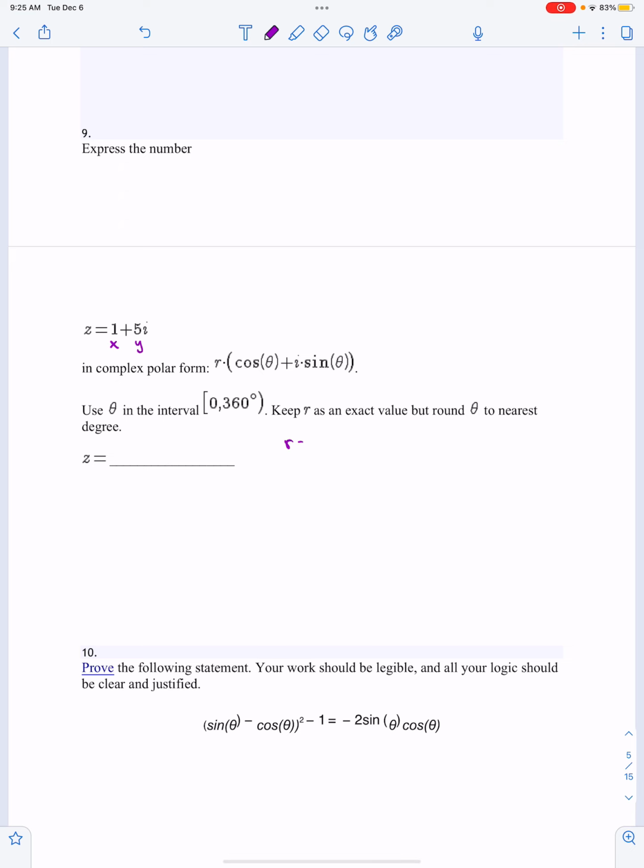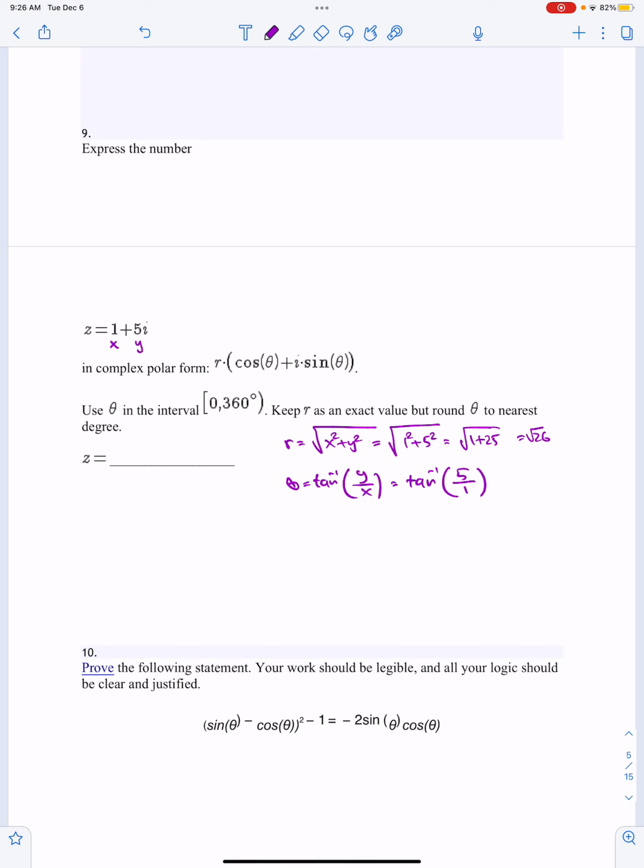I know that r is equal to the square root of x squared plus y squared, which in this case is the square root of 1 squared plus 5 squared, which is the square root of 1 plus 25. So it's the square root of 26. Theta is the inverse tangent of y over x. Let me write the formula first. So this is the inverse tangent of 5 over 1, which is equal to 5.